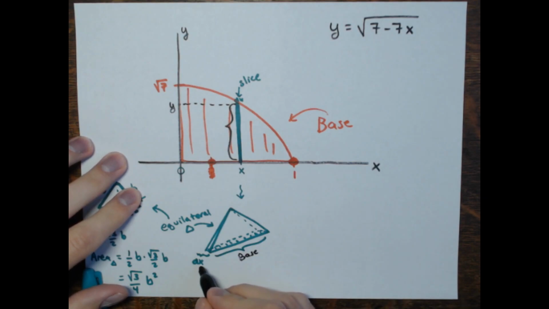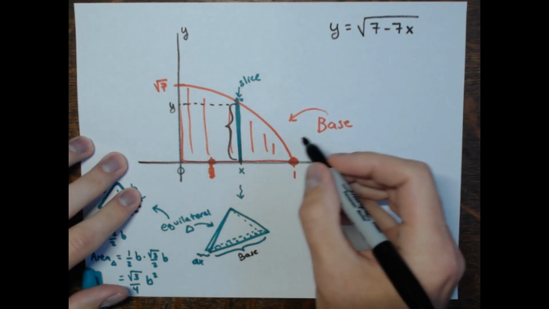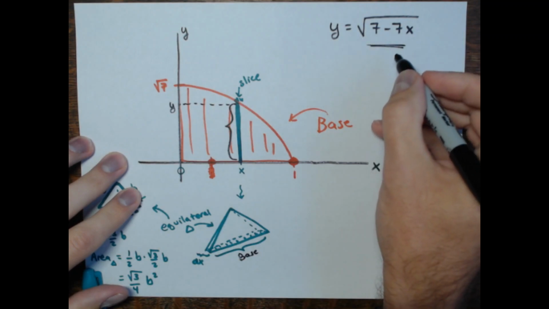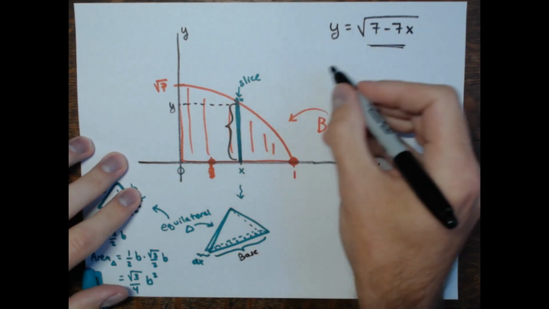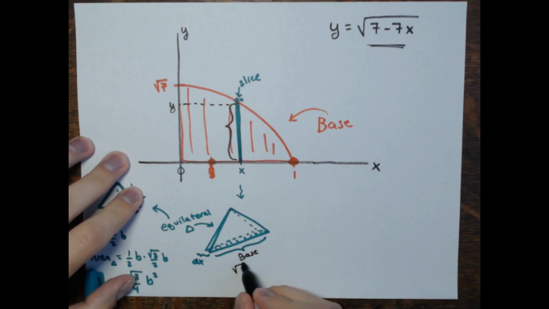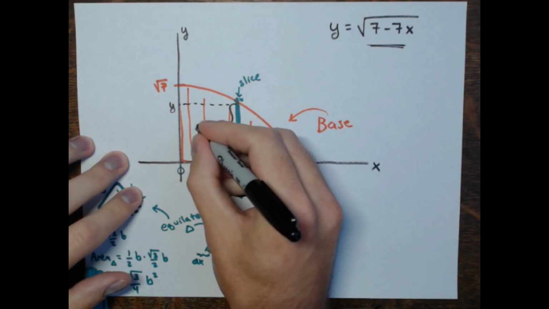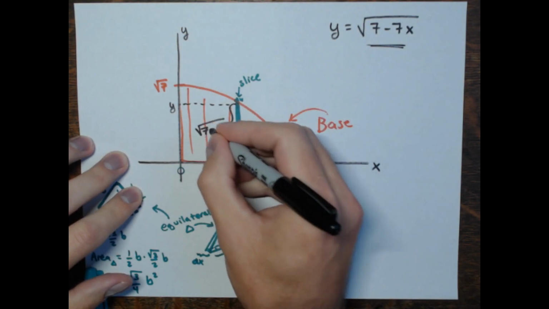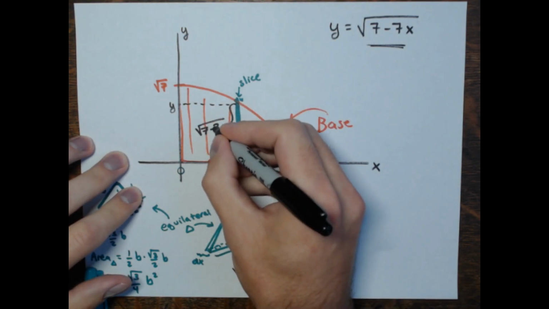And if I have dx, I want things in terms of x. So the y coordinate here in terms of x is given by the curve, right? The y values on this curve are the square root of 7 minus 7x. That's the length of this slice here. That's the base of this equilateral triangle.